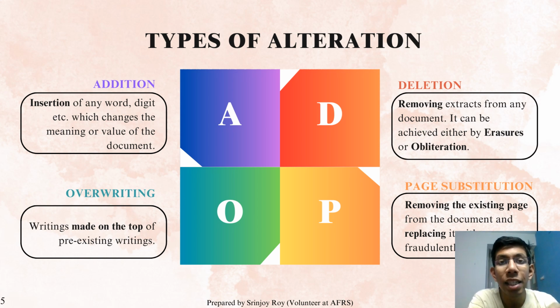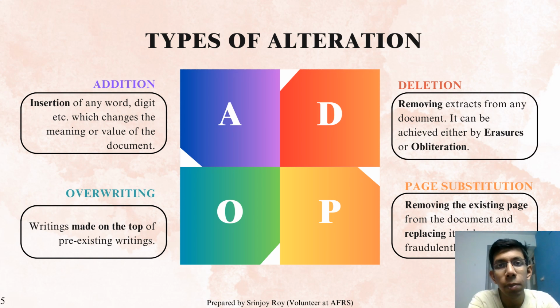Addition is basically inserting any word, any alphabet, any letter or number in a document, as the name suggests. Deletion, the name itself says the meaning. It's removing a page or letters or alphabets or numbers from a document. Page substitution means there is one page which is already there in a document. You're removing that page and you are placing another page over there. That is page substitution. And overwriting means something which is already written in a document and you are writing something else on the top of it.